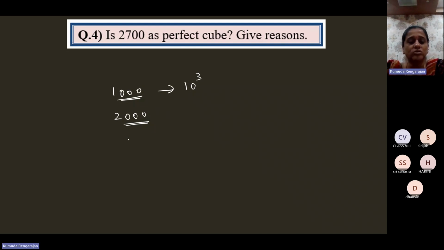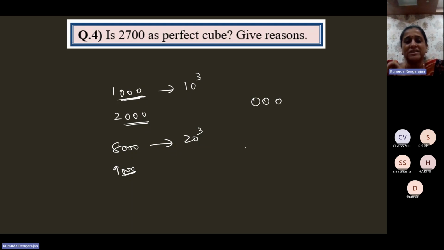The perfect cube after 1000 is 8000, which is 20 cubed. After 1000, which ends with 3 zeros, the next number that ends with 3 zeros and is a perfect cube is 8000. Not 2000, 3000, 4000, 5000, 6000, 7000. No, they all end with 3 zeros, but they are not perfect cubes. Now 9000 ends with 3 zeros. It's not a perfect cube. So all numbers that end with 3 zeros need not be a perfect cube.